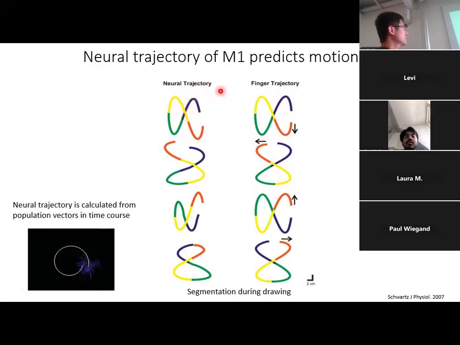And because this is 2D, right, everything is mapped into 2D. And if you compare neural trajectory with finger trajectory, you see it's actually very similar, no matter where you move, right? And that means this movement plan is somehow represented by this population of neurons in the cortex. So this higher level planning gives rise to the lower level movement.